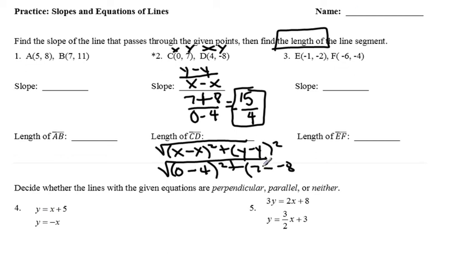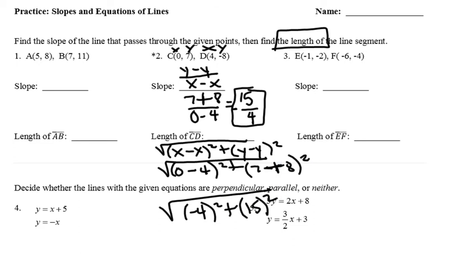Okay, so we do 7 minus a negative 8, and we're going to square that. Remember, the 7 minus a negative 8 becomes 7 plus 8. So I'm bringing it down. I have 0 minus 4 squared, which is negative 4. I'm going to square it. I'm going to add that to 7 plus 8, which is 15, and I'm going to square that.